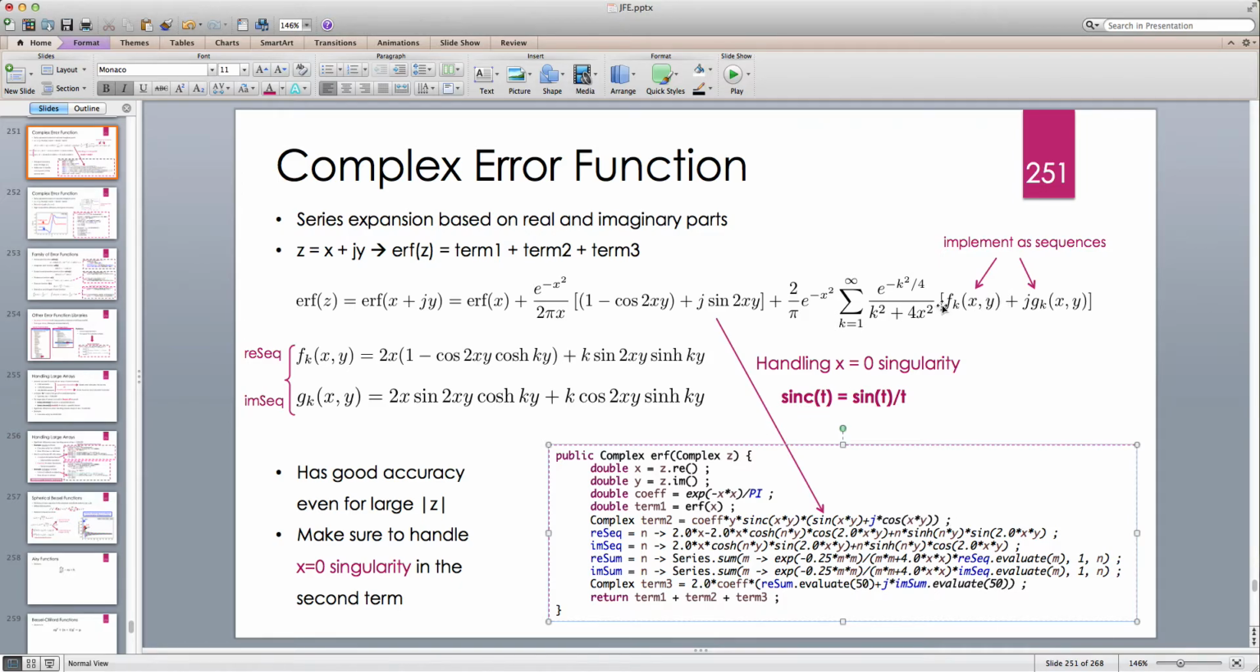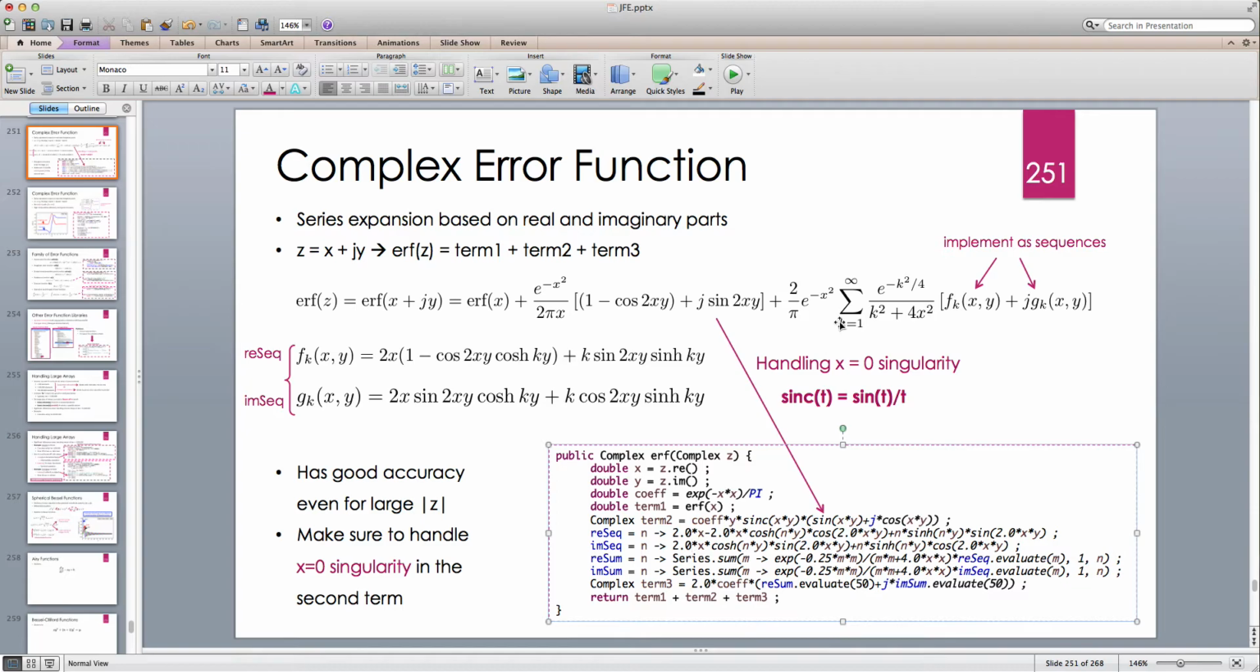And then we have to evaluate this sequence. So the real sequence, I call f sub k, I call it the real sequence. n goes to 2x times (1 minus cosine of 2xy) times cosh ny, plus n times sine of 2xy sinh of ny. And similarly the imaginary sequence.